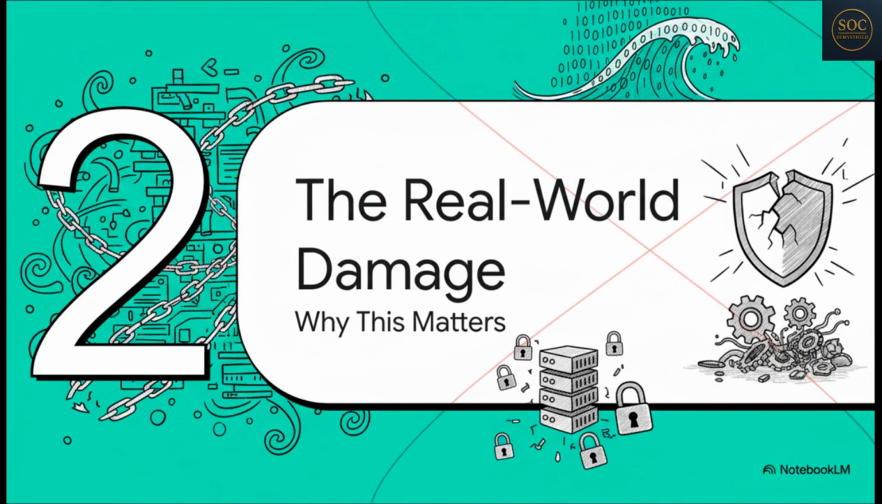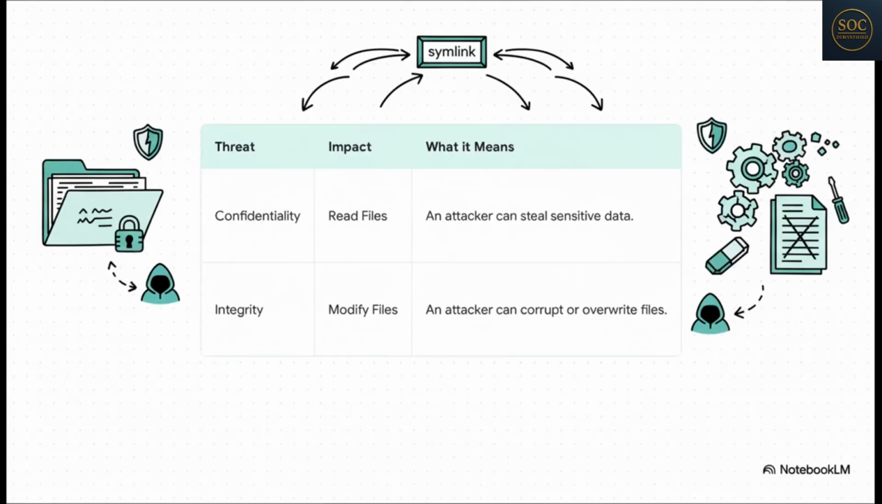Okay, so we get how it works, but so what? Why does this actually matter? Let's talk about the real-world damage, because this is where it gets serious. The fallout from a successful attack really boils down to two big problems. First, there's confidentiality. The attacker could trick a program into reading files it shouldn't, right? We're talking stealing your private data or secret configuration files.